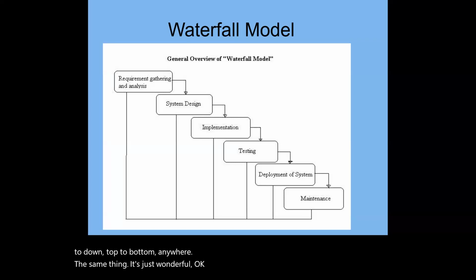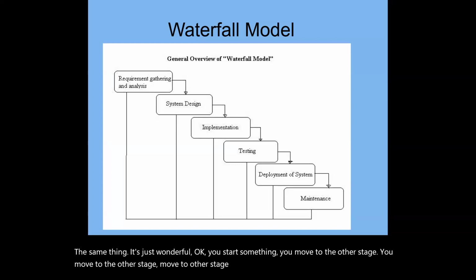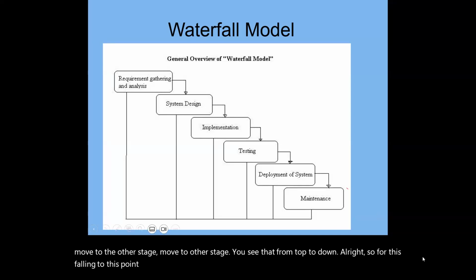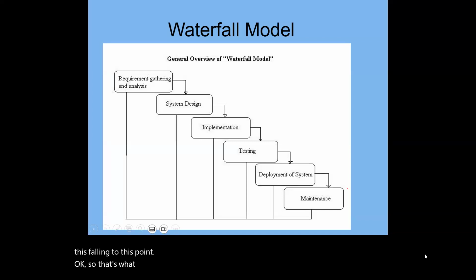You start something, you move to the other stage, you move to the other stage, and the other stage. You see that from top to down. All right? So from this point to this point. So that's the waterfall model. So now, what happens in the waterfall?